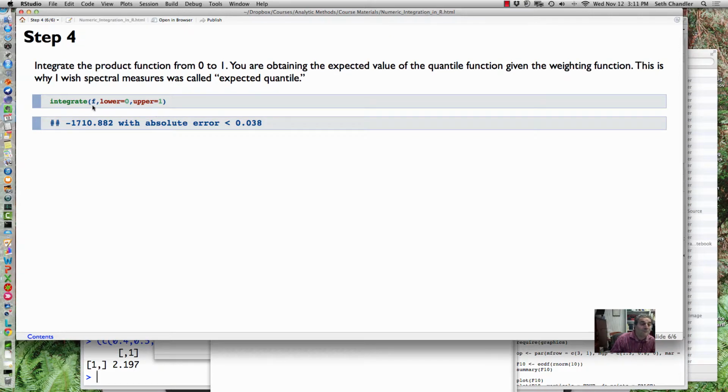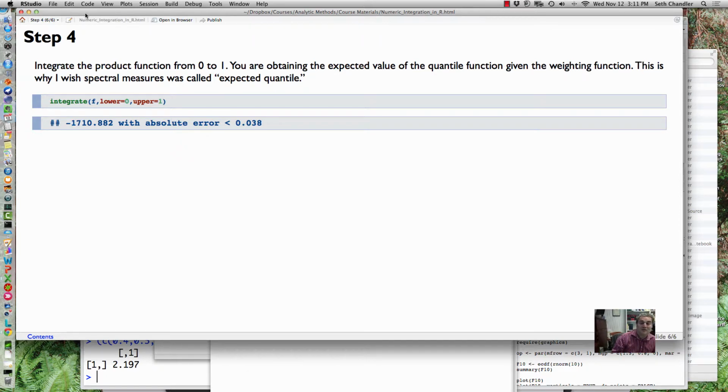Step 4, integrate that function, F, as Q goes from 0 to 1. Okay? And lo and behold, we get negative 1710.882, and because it's doing it numerically, it's going to tell us it's not so sure exactly what it is, because it's doing little trapezoids or fancier algorithms for doing integration, and so it's going to tell us that's my error bar. It's not worse than that. Okay? And I guess those are the steps.